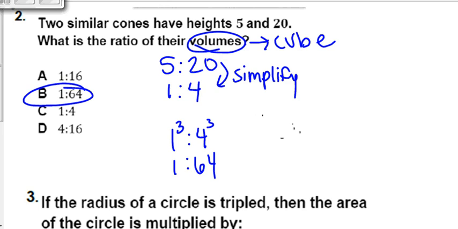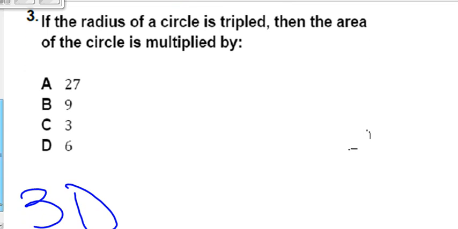Okay, so here we should have gotten B. I simplified first to make the math easier for me to do in my head. If you didn't simplify, you still would have gotten the same answer. You just had to simplify your bigger ratio that you'd gotten. So it would be 1 to 64. Remember, volume tells us we need to cube that original ratio that we had.